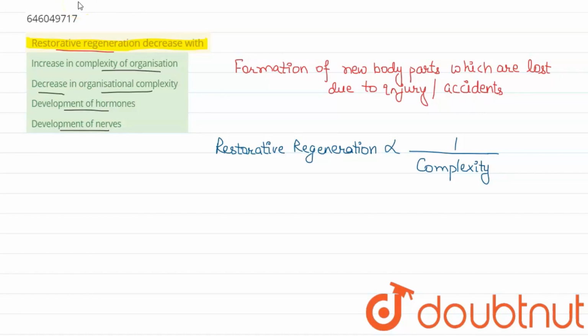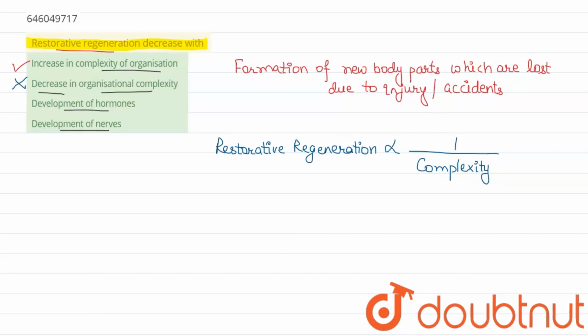So, as it is inversely proportional, the restorative regeneration capacity decreases with increase in complexity. So, this option is correct. The second option is decrease in organizational complexity. So, with the decrease in organizational complexity, the restorative regeneration power increases and not decreases.